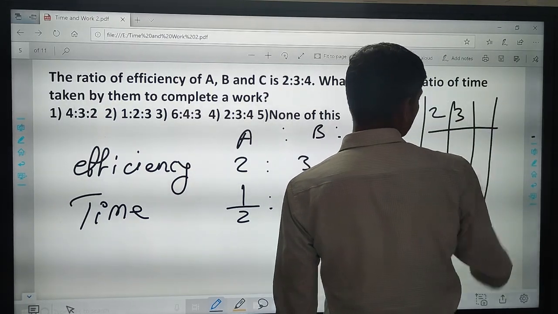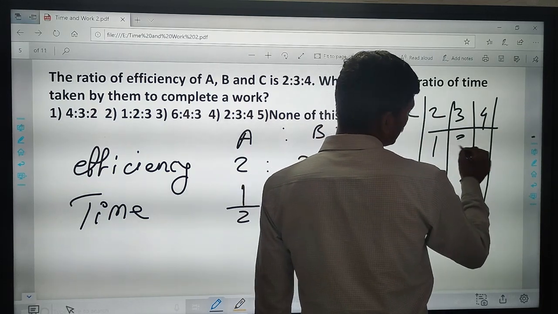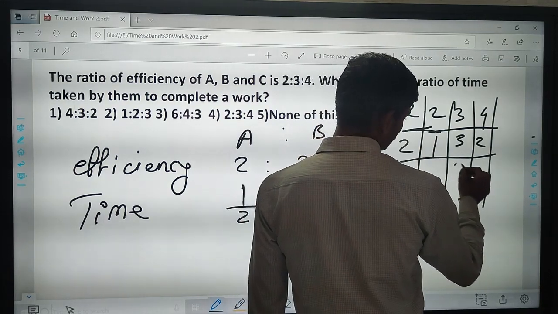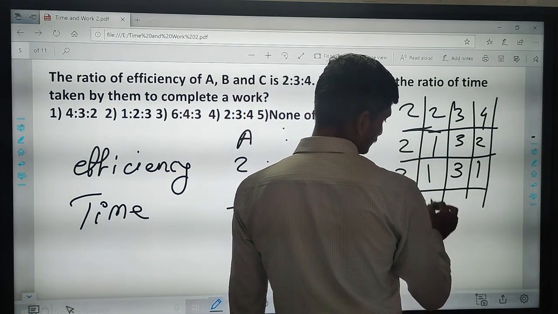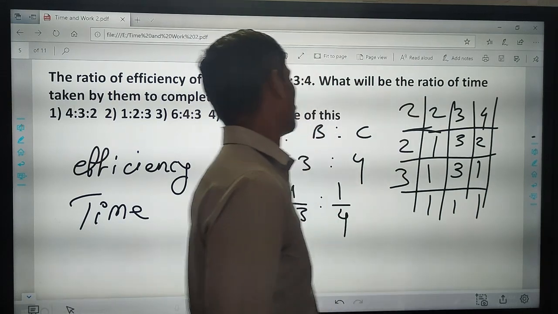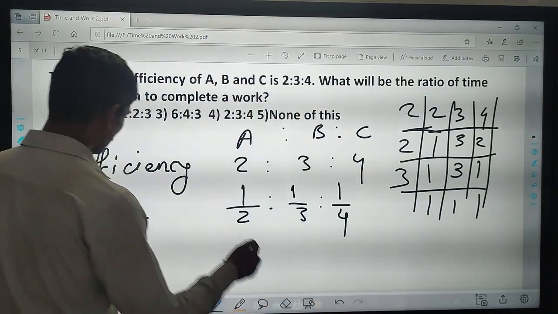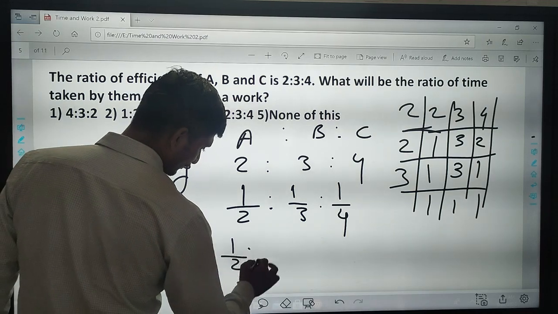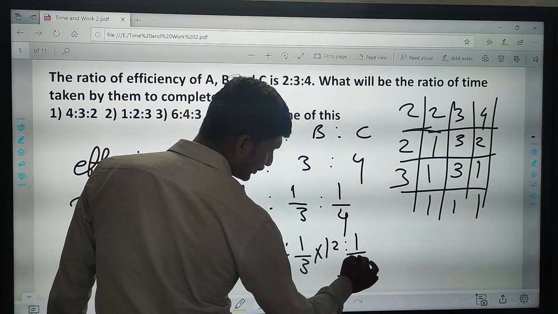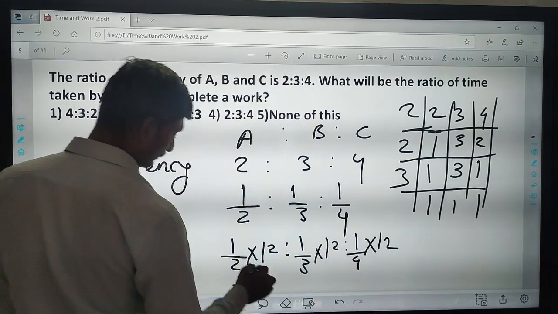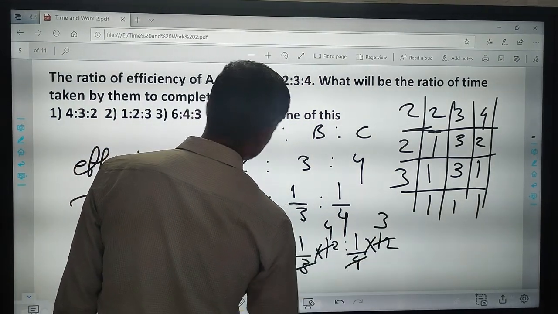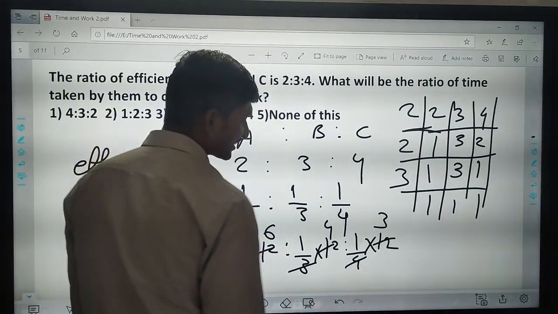The LCM of these three is 12. Now here we multiply 1/2 into 12, 1/3 into 12, 1/4 into 12. On multiplication we get 6, 4, 3. Now your ratio of time taken is 6 to 4 to 3.